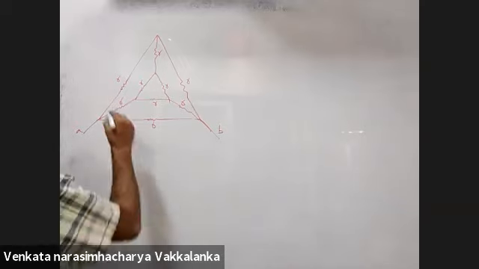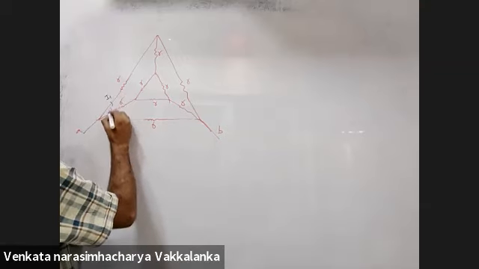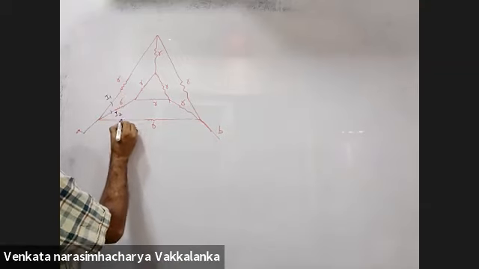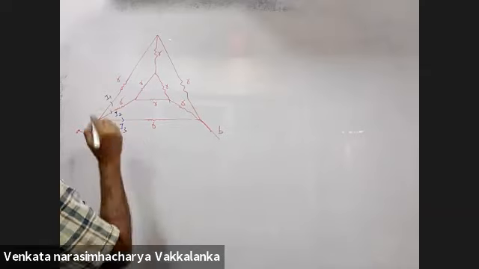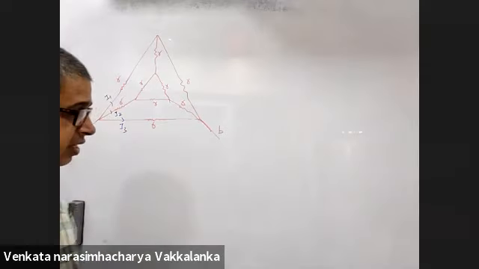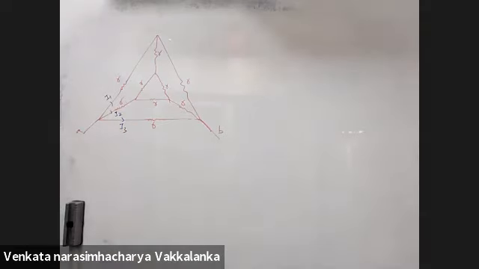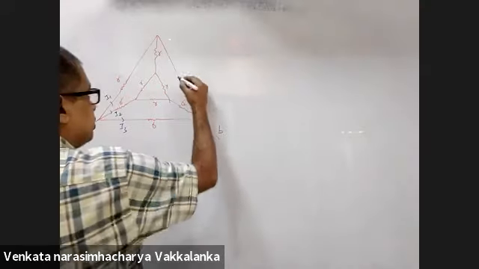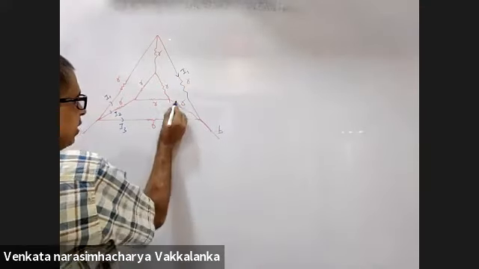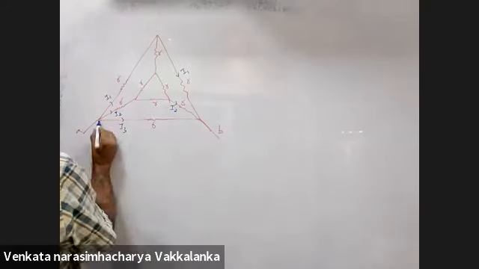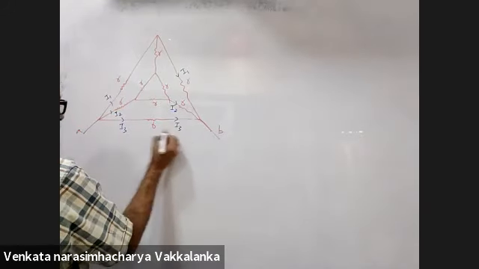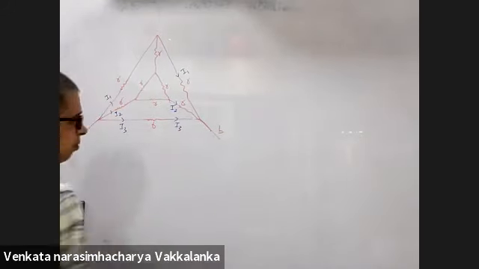Now listen, I will have I1 current here, I2 current here, I3 current here. Do you agree with that? Yes, sir. I should get back I1 current here, I2 current here, and here I have no choice. The same I3 should come here.